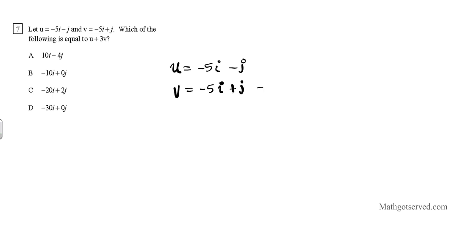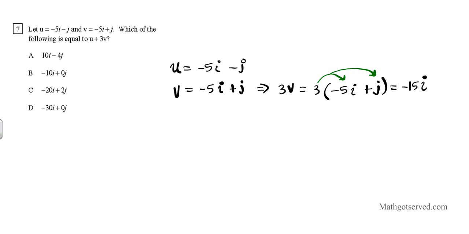So what does that tell me? That tells me that 3v is going to be 3 times the vector v, so 3 times negative 5i plus j. What do I do here? I simply distribute the 3 to the two components, the horizontal component and the vertical component. Horizontal and vertical components get scaled by a factor of 3. So 3v is basically going to be equal to negative 15i plus 3j.